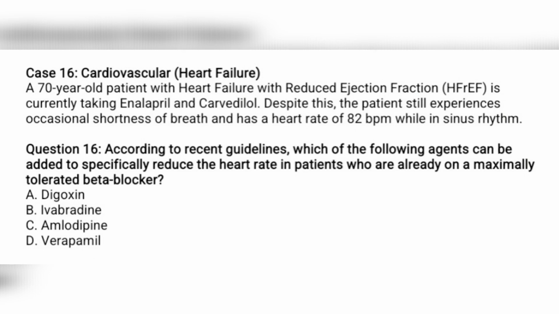According to recent guidelines, which of the following agents can be added to specifically reduce the heart rate in patients who are already on a maximally tolerated beta blocker? A. Digoxin. B. Ivabradine. C. Amlodipine. D. Verapamil.